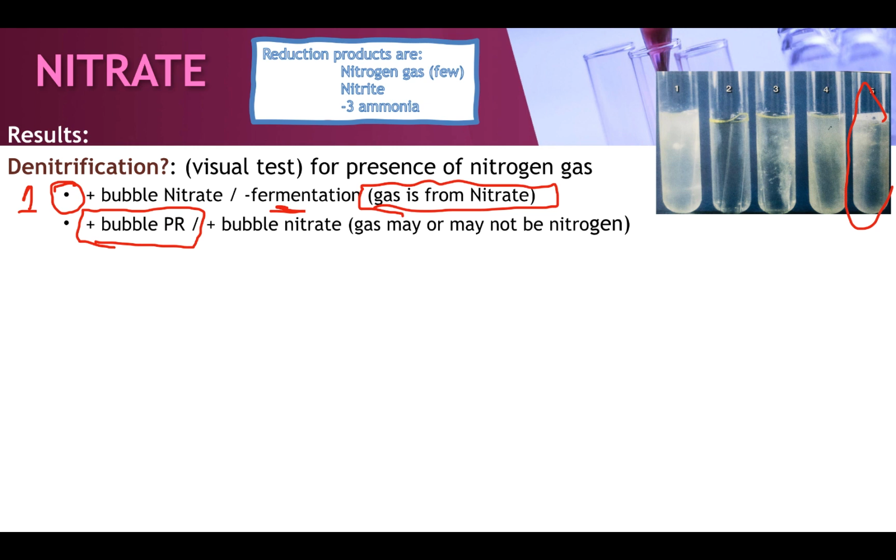If there is a bubble in the PR fermentation, then we cannot determine if the gas that we see in our nitrate is from nitrate or is it from another source. So now we have to move on to the second test with these tubes.